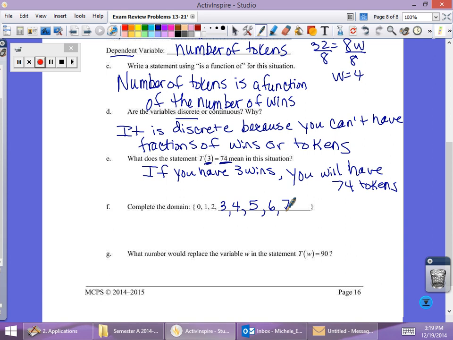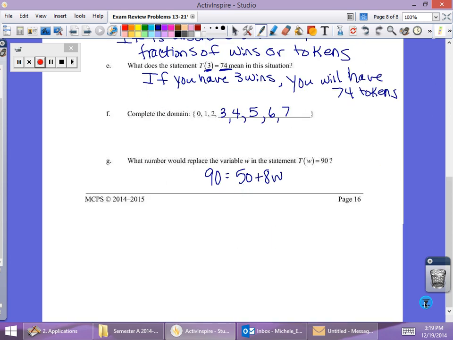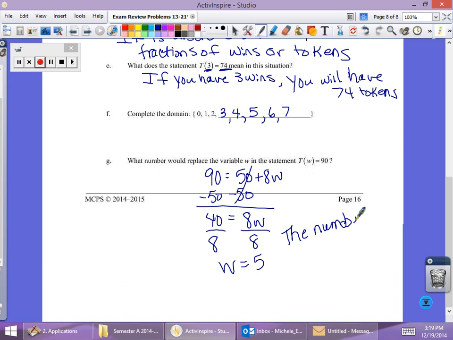Part G, what number would you replace the variable w with in the statement T of w equals 90? Well, we could solve it. So 90 equals 50 plus 8w. I could subtract 50 from both sides. 90 minus 50 is 40. 50 minus 50 cancels. Bring down 8w. Divide both sides by 8. And the number of wins is 5.